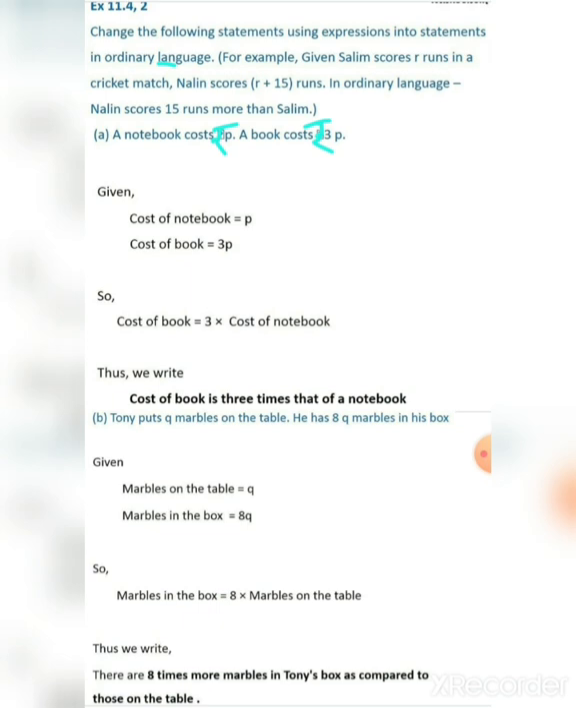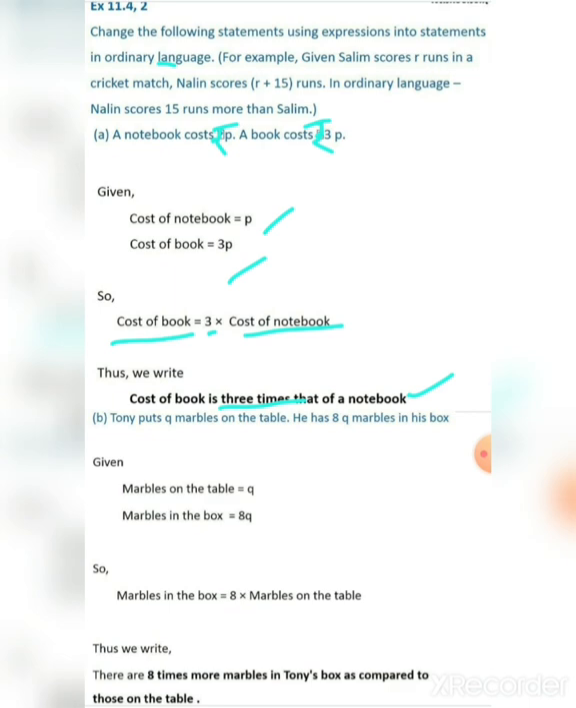So you can write it as, first what is given: cost of notebook is P and cost of book is 3P. So cost of book is what? 3 times the cost of notebook. So in ordinary language you can write it as: the cost of a book is 3 times that of a notebook. Simple language, or we can say ordinary language, the common language which we use. In that you have to convert the following mathematical statements.